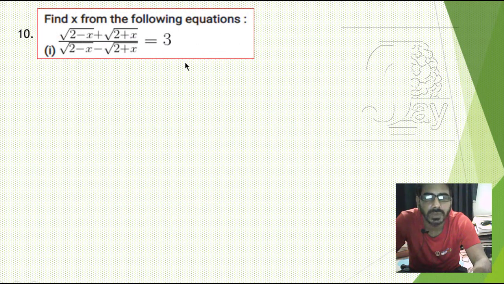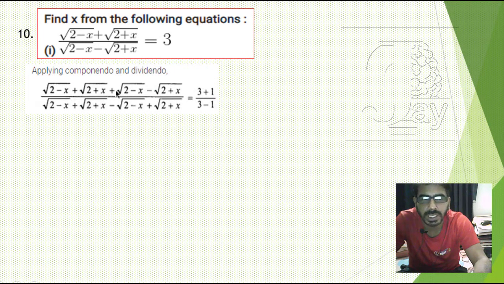Question number 10, we have to find x. All these questions are based on the same process, but you need to find out what you are going to shift. As you can see here, (a plus b) by (a minus b), this is like componendo and dividendo. If I use componendo and dividendo, one of the terms gets cancelled in numerator and denominator. Whatever you apply on one side is to be applied on the right hand side also. So 3 by 1, that is (3 plus 1) by (3 minus 1).